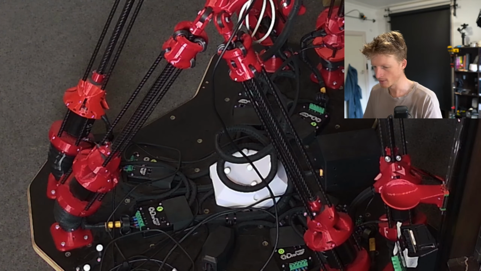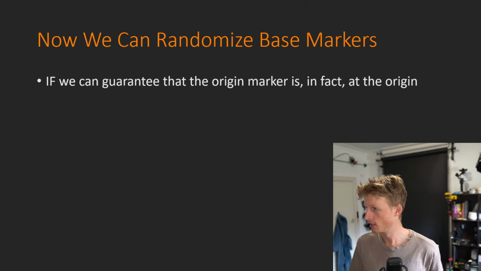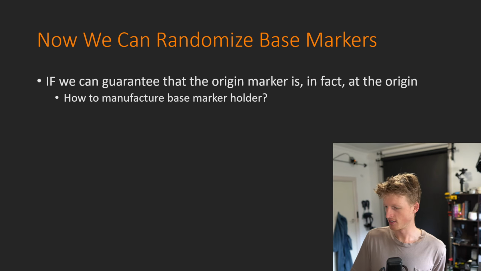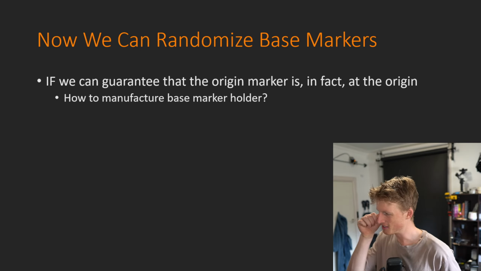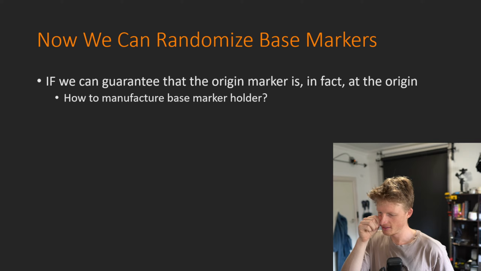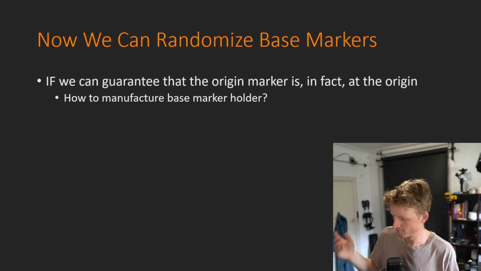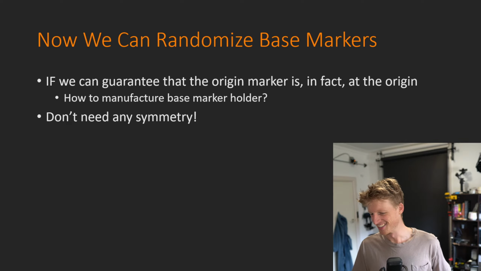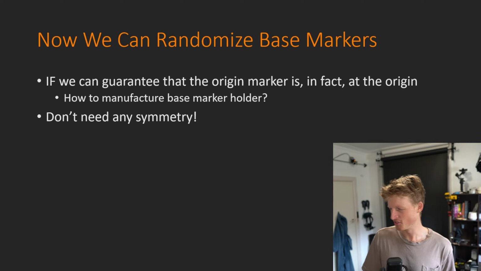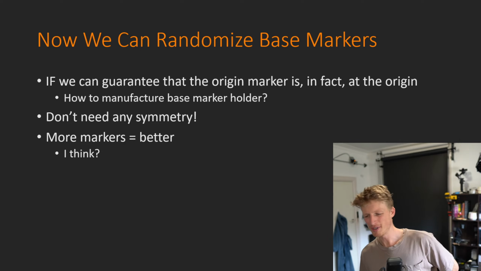So, what is next? Let's see. Let's go to here. Yes, how to manufacture that part. I am not certain. I feel like CNCing surely would have the least error. It might just be a bit expensive, but that's not really my problem, unless it's too much. Yes, so we don't need any symmetry at all, which is amazing. I'm a big fan. And I'm pretty sure that more markers is better.